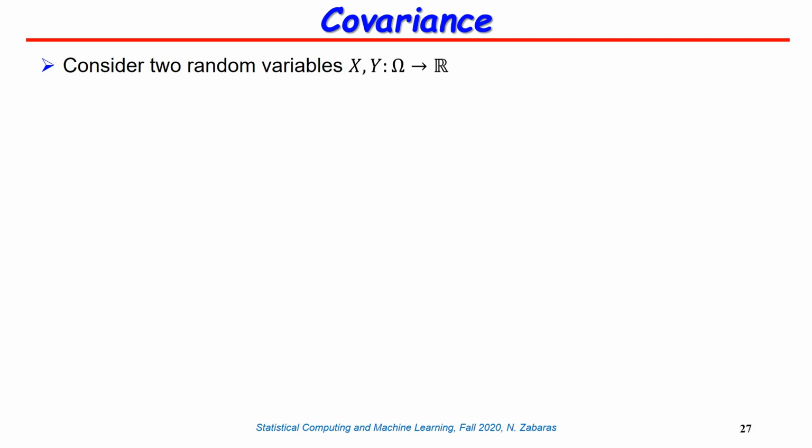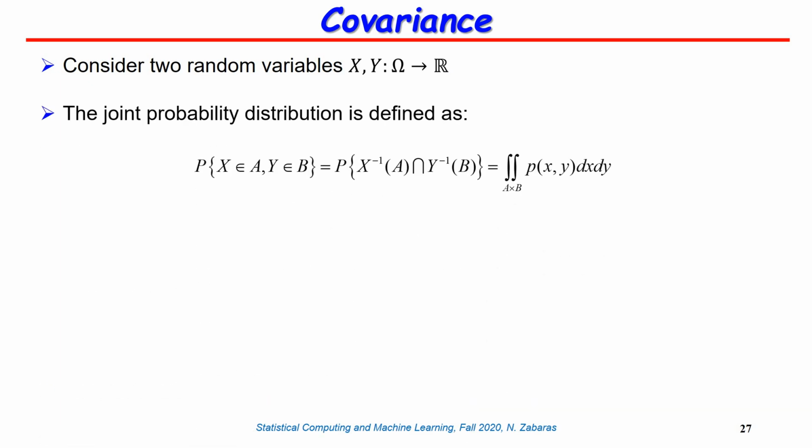So let me first define the joint distribution of two random variables. I'm going to take two random variables that map the sample space to the real line. These are scalar real random variables, and we're going to define the distribution that x belongs in A and y belongs in B as the probability of the events that through x are mapped to A and through y are mapped to B. This is what this second term here indicates.